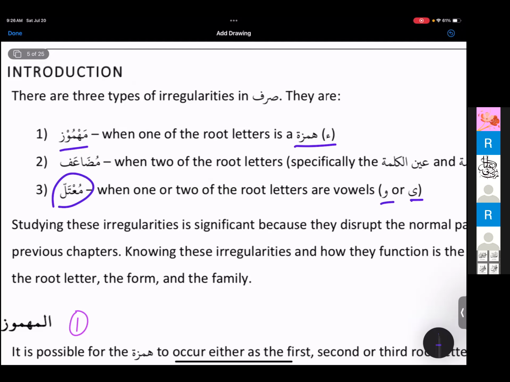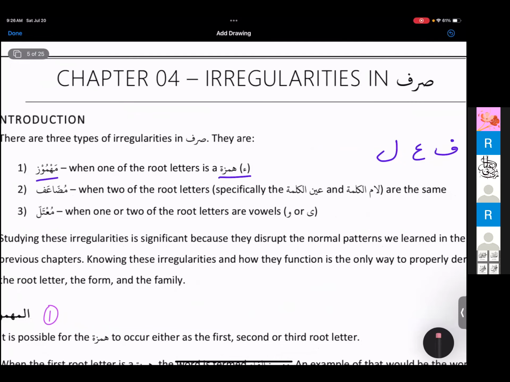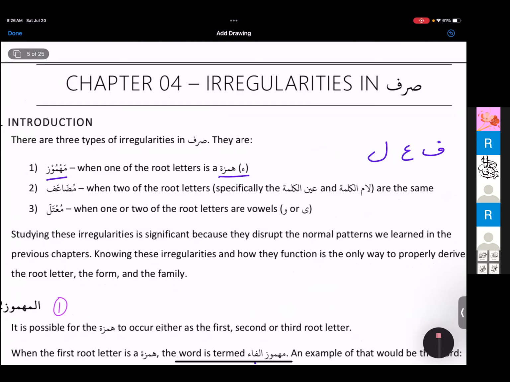Can someone repeat these three irregularities? First one we called mahmuz, and this is the one where one of the root letters is hamza. Then the second one is mudaf, which means to multiply, and here the ain and the lam kalima are the same. Then we had mu'tal, when the root letters are either ya or waw. Very good. Is everyone clear on these three irregularities? Yes. Mahmuz, Mudaf, and Mu'tal.